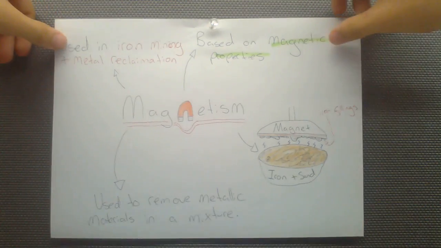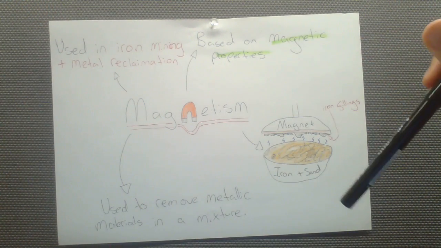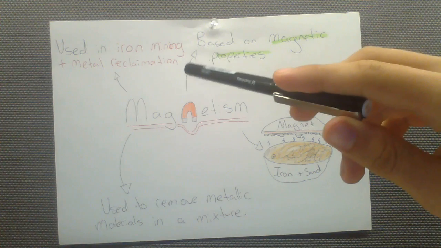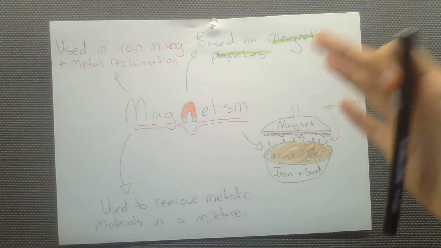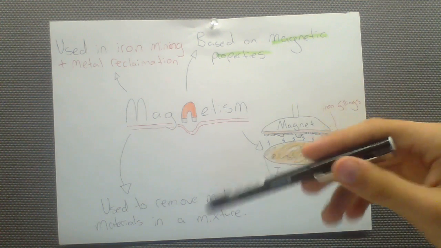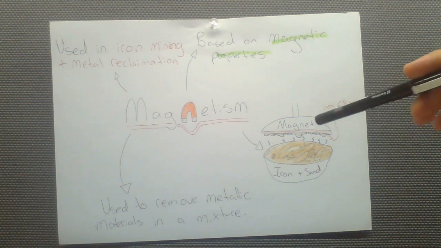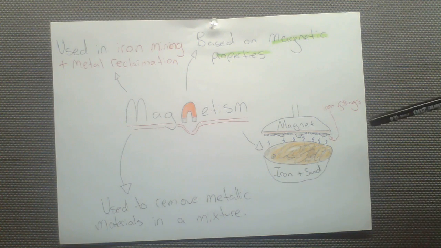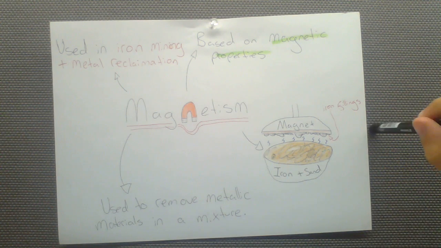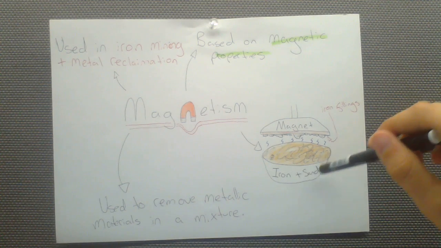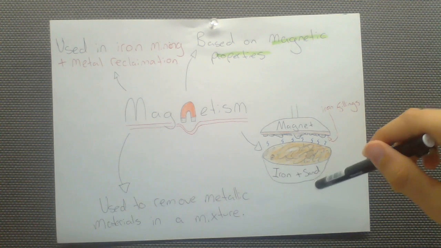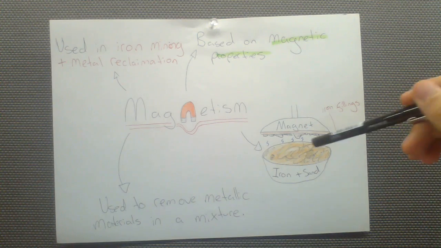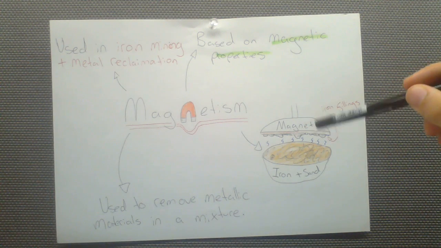Okay, so this next one is magnetism. Quite obviously, it's based on magnetic properties. And it's used in iron mining and metal reclamation. So you take a bunch of junk, and you remove all the iron and you can reuse it. Iron is pretty much all it's used for, because iron's the main magnetic element you'll find. So you put the solution in a container. This one will just be iron and sand, which isn't actually a solution, it's a mixture, but that doesn't matter. You put a magnet over.